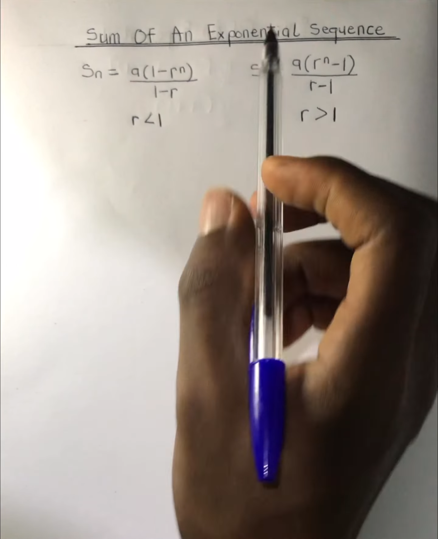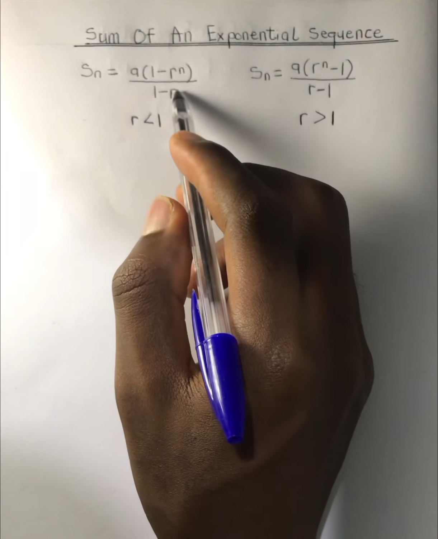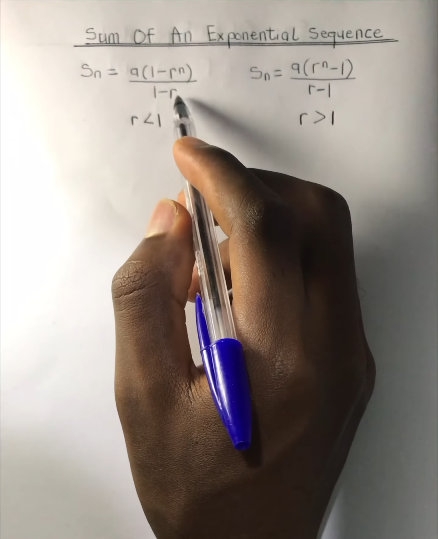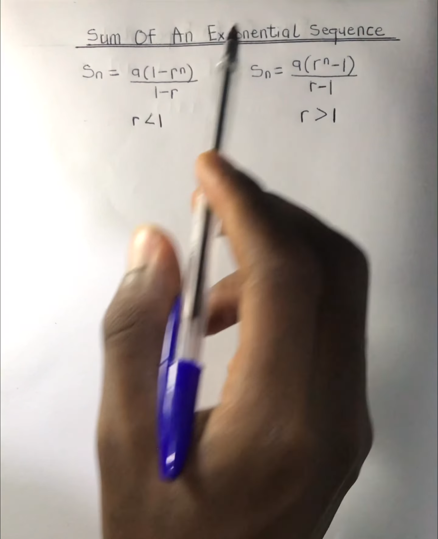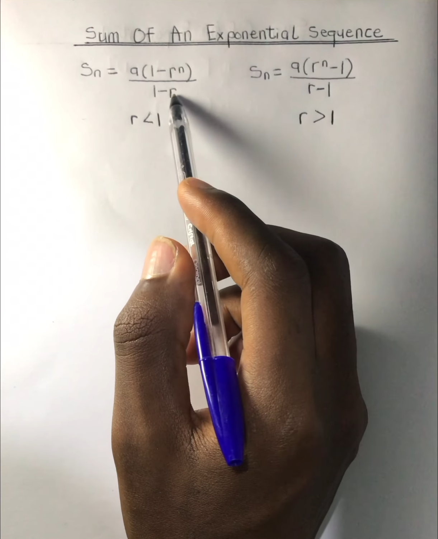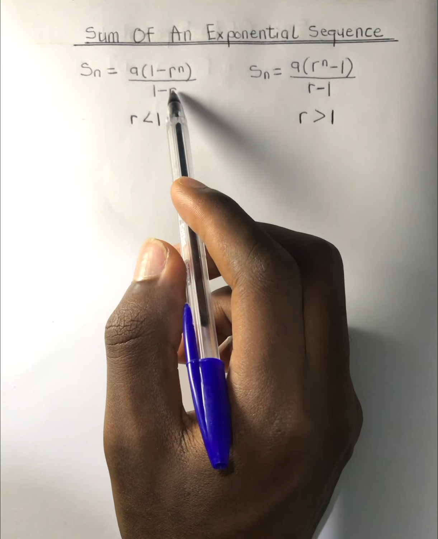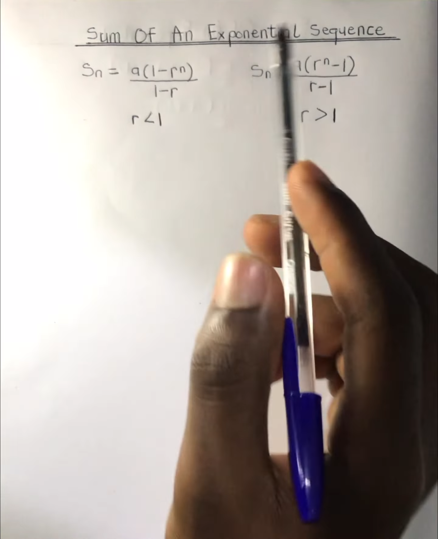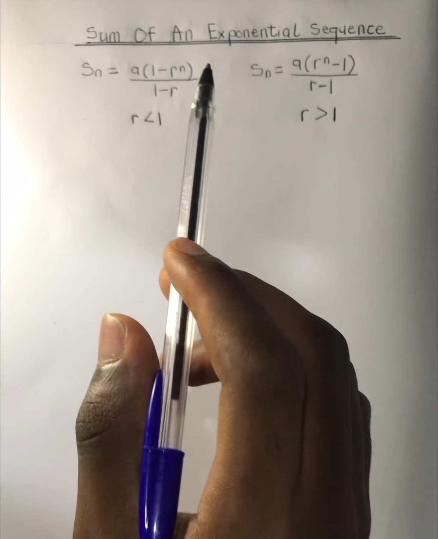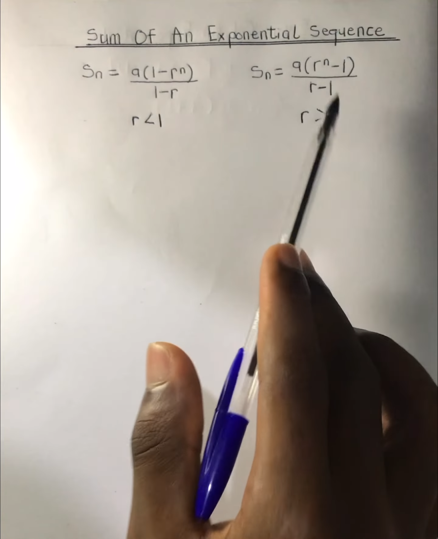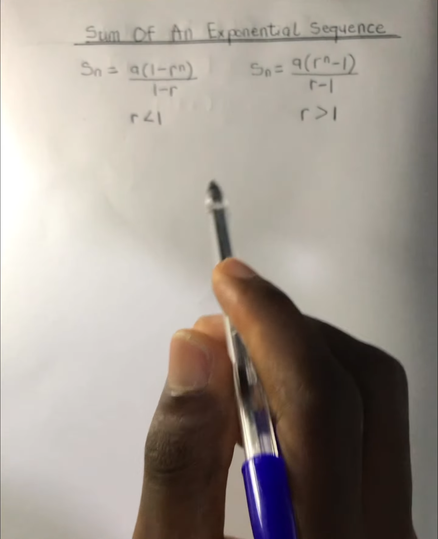So, if r was 2, this means r is greater than 1. We can't use the first formula, because putting 2 into it, we already get a negative denominator. So the basic aim is that the denominator must not be a negative number.